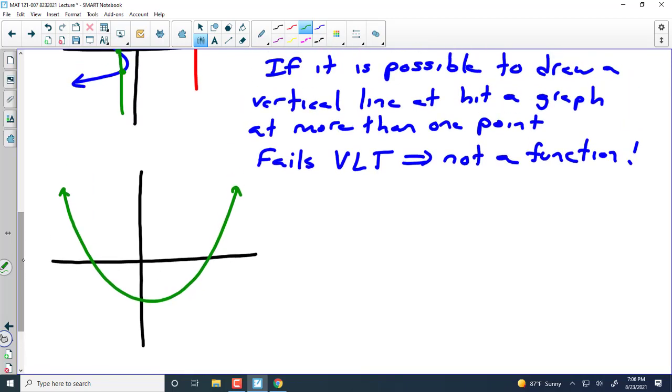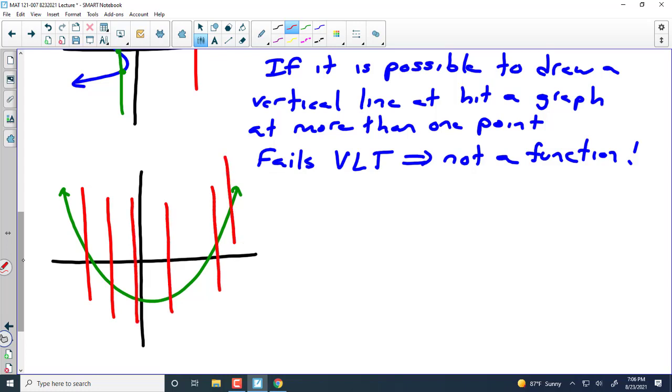You think that's a function? Yes, I think it is too. Because, we're not going to do this, but everyone could come up here and draw a vertical line. And even when the graph gets really steep, none of those vertical lines are going to hit the graph more than once. Does everyone see that? So what can we say? We can say this is a function, it passes the vertical line test, because you can't draw a line and hit it more than once.